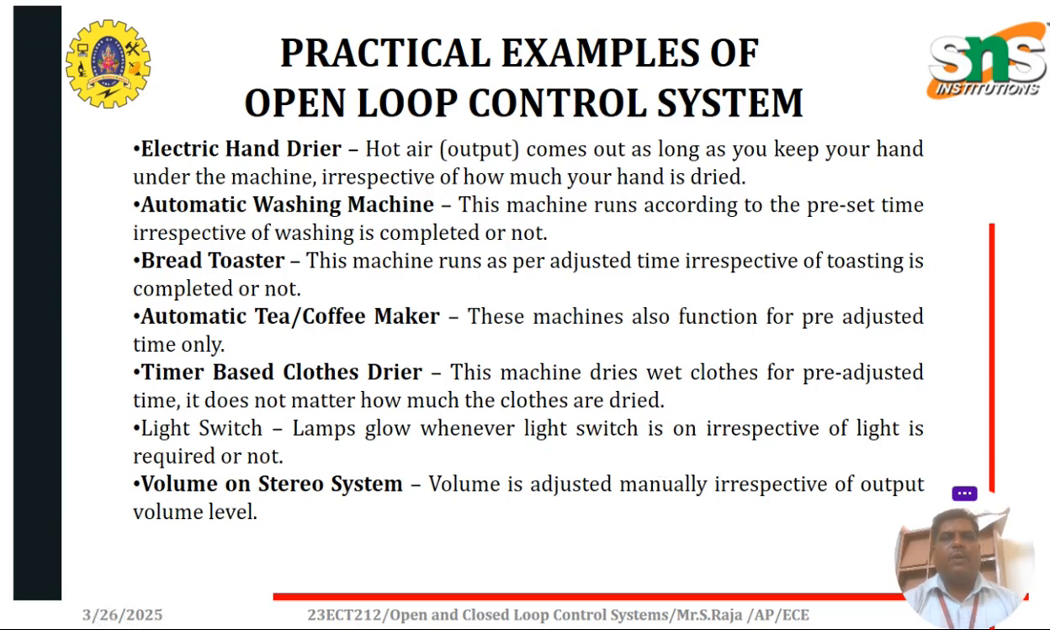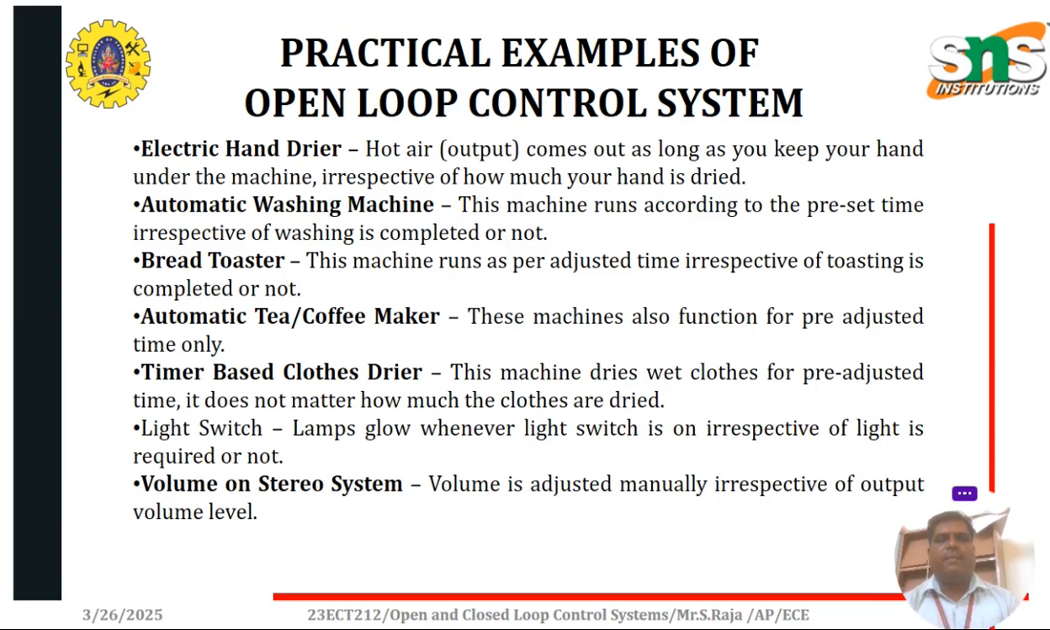Practical examples of open loop control system. Electric hand dryer: hot air comes out as long as you keep your hand under the machine, irrespective of how much your hand is dried. Automatic washing machine: this machine runs according to the preset time irrespective of whether washing is completed or not. Bread toaster: this machine runs as per the adjusted time irrespective of whether toasting is completed or not.